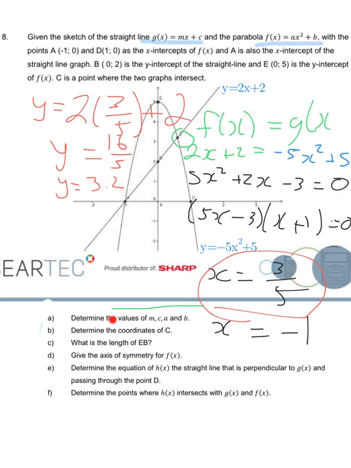There is a worked solution that will be provided at the end of this for you guys to see, but this is just some of the worked example. So let's have a look at the next question.